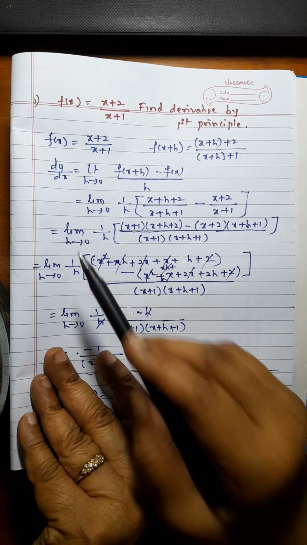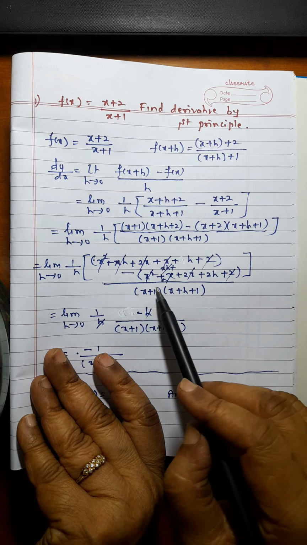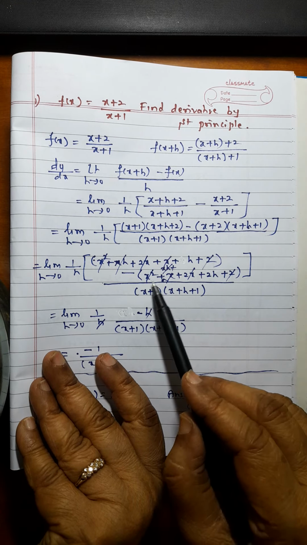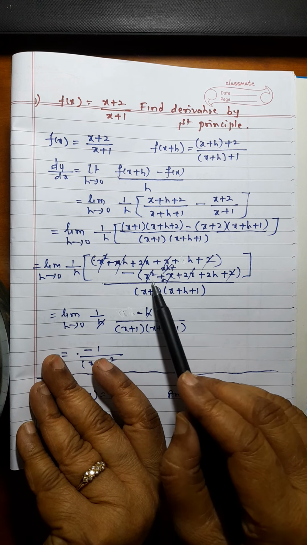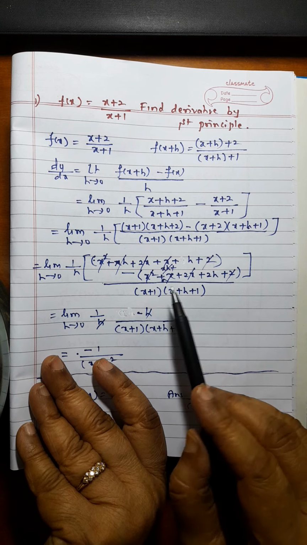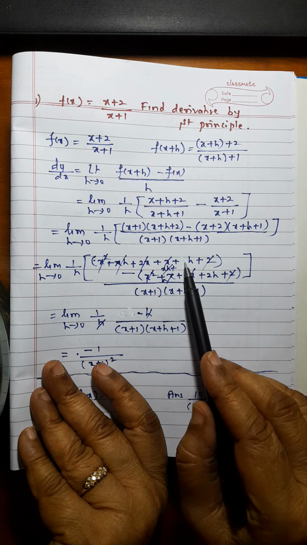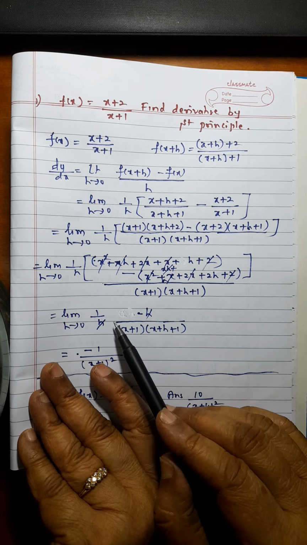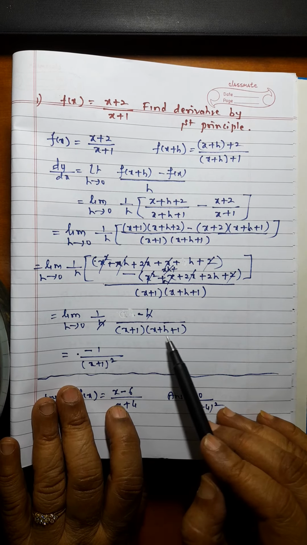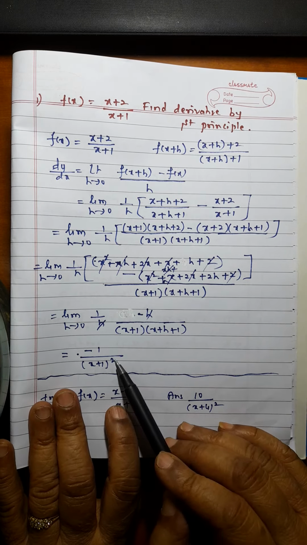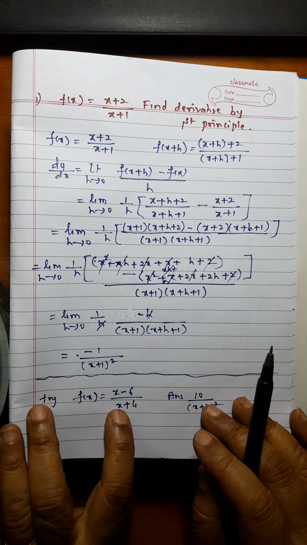1 upon h is there, limit h tends to 0 is there; multiply these two. So you will get all these terms. If you multiply, be careful: put a bracket and a negative sign outside, so all will have the sign changed. If you simplify, you will get minus 2h and h, all other terms will cancel, so minus h. So minus h upon h cancels, minus 1 upon; with h tends to 0, you will get x plus 1 whole square. So the answer for this is minus 1 upon x plus 1 whole square by first principle.